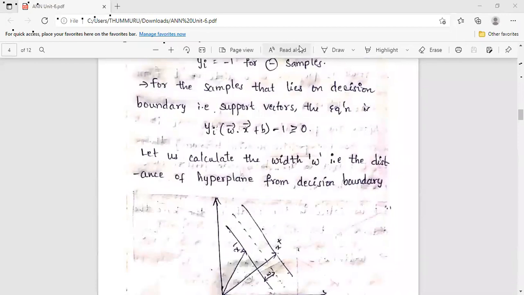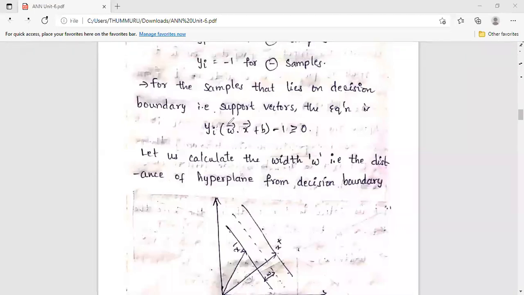For the samples that lie on a decision boundary, that is, support vectors, this is the equation for support vectors. Support vectors are the samples which lie on a decision boundary. So that is yi into w vector into x vector plus b minus 1 greater than or equal to 0. This is the equation for support vectors, right?